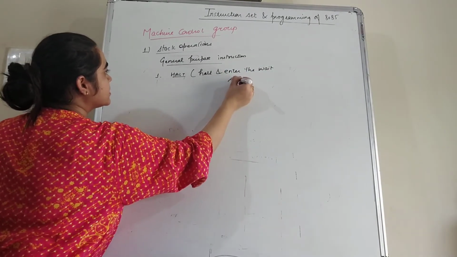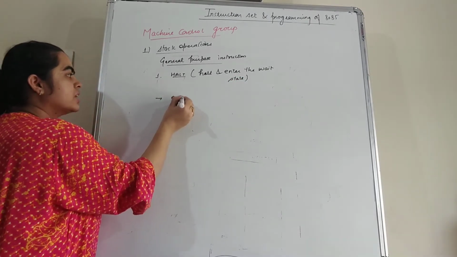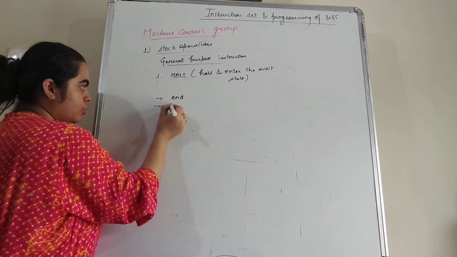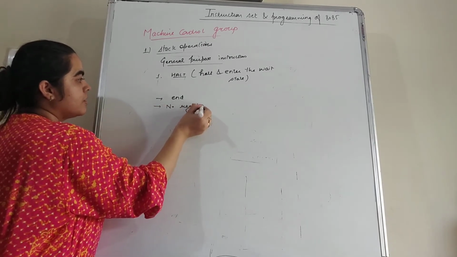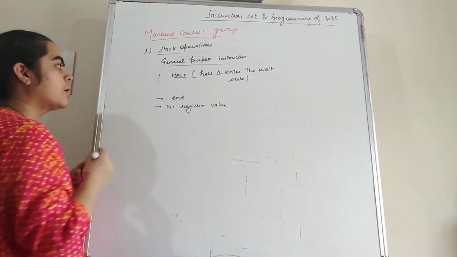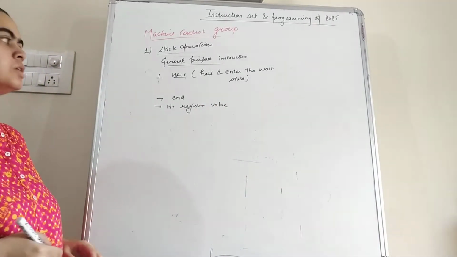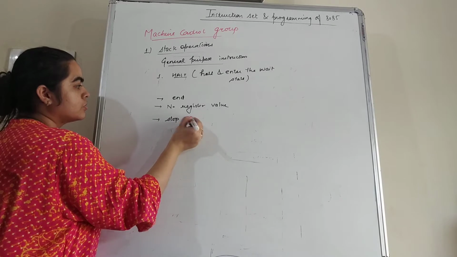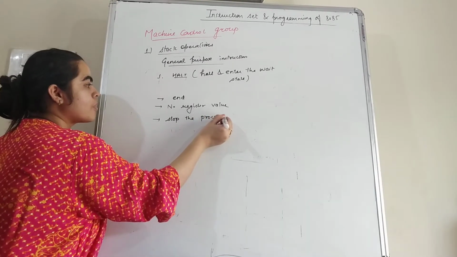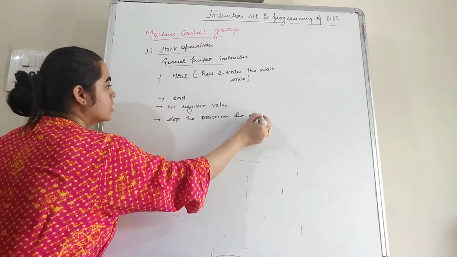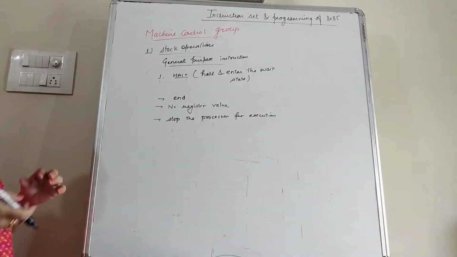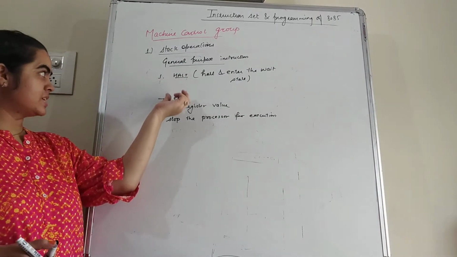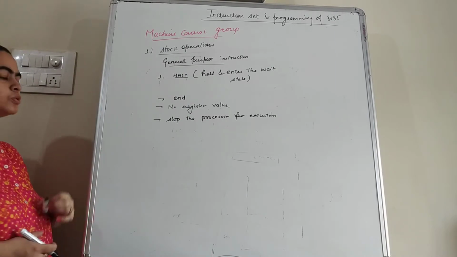So students, we basically use this instruction at the end of the program. By this instruction, no register values will be affected. If we write halt in our program, it will not change the values of the registers. Halt will just stop the processor from executing, so that the processor will not execute any further instruction. Basically, we write halt at the end of the program.